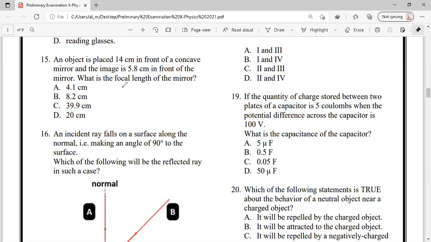Then we have question number 15. An object is placed 14 centimeter in front of a concave mirror. So this is our position of object P. Then the image is formed in front of the mirror at 5.8 centimeters. So this is the position of image. What is the focal length of the mirror? So we have to find the focal length of the mirror.